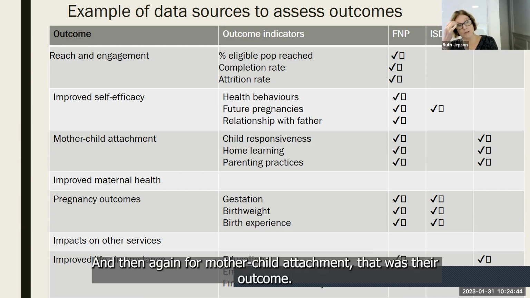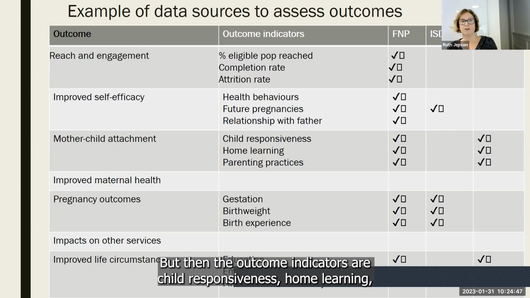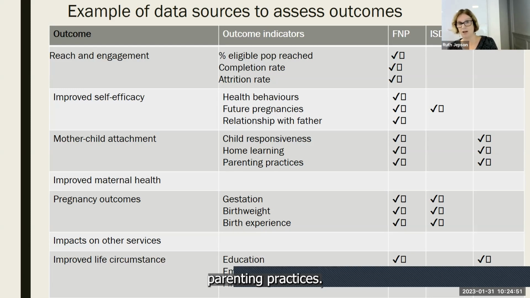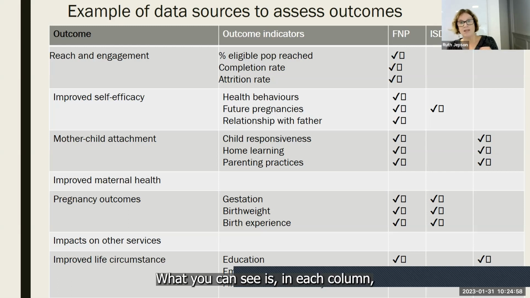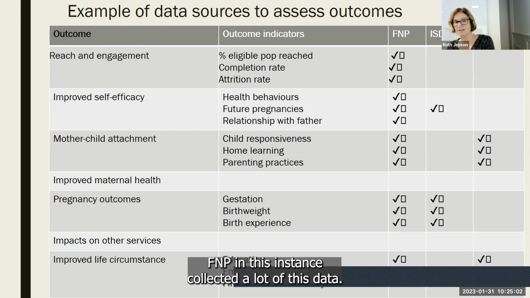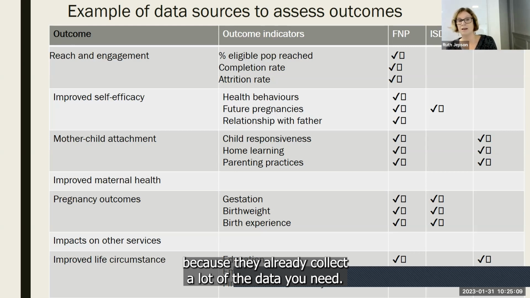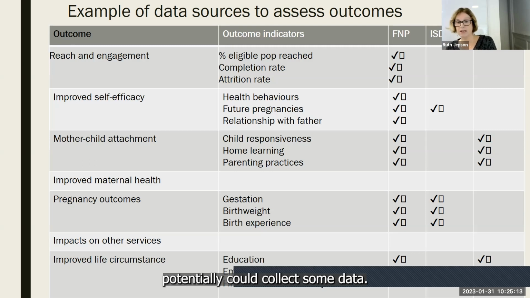And then again, for mother-child attachment, that was their outcome, but then the outcome indicators are child responsiveness, home learning, parenting practices. These are what they all decided were the ones that they were interested in. What you can see in each column is that FMP in this instance collected a lot of this data. So this is great in terms of doing an evaluation, because they already collect a lot of the data you need. ISD could collect some data, and Growing Up in Scotland potentially could collect some data.